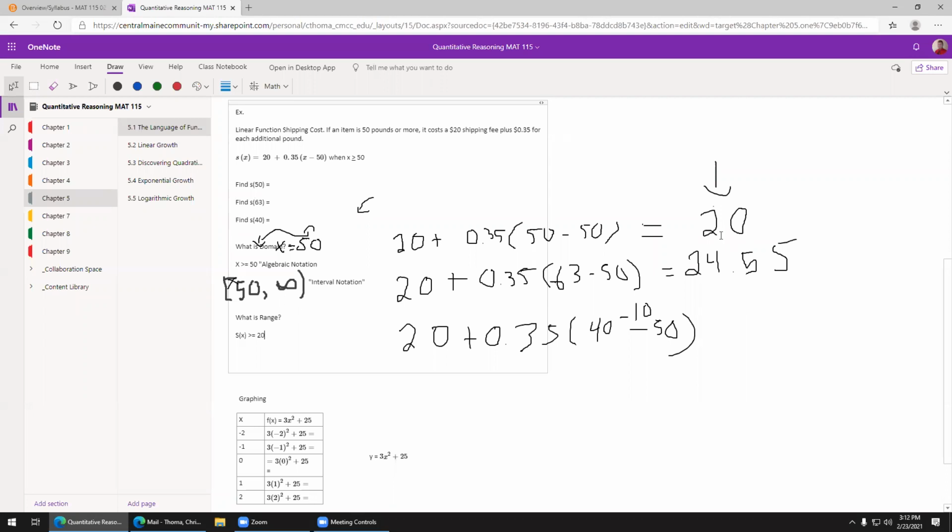Yes, no, confusion? And again, if you want to write it as interval notation, that would be bracket 20, comma. Oh yeah, that's why I didn't type it last time. I have to draw the infinity symbol. Infinity, parenthesis. Or I know it's going to be $20 or more.